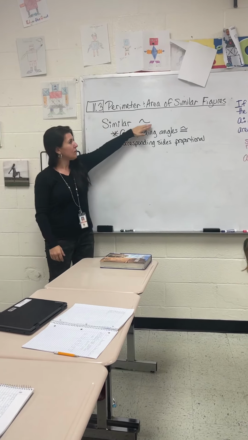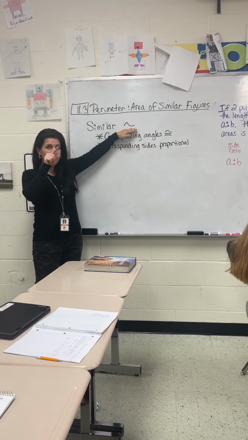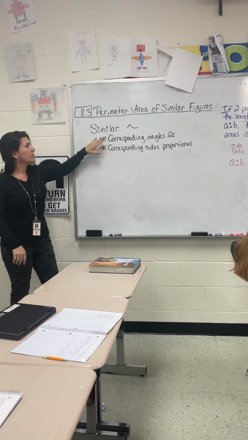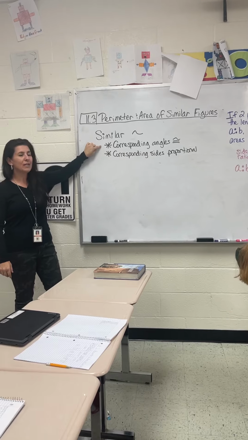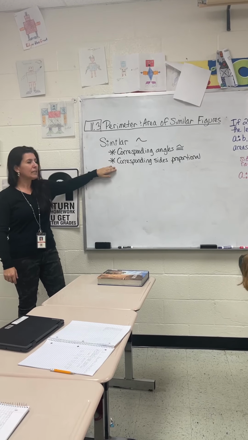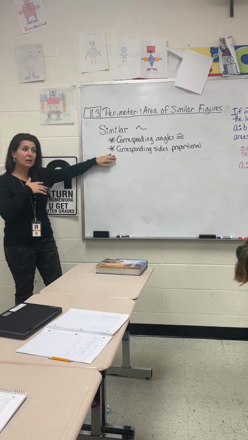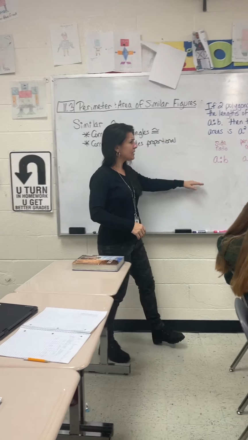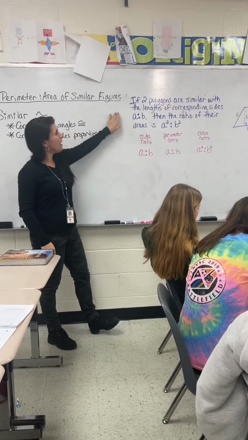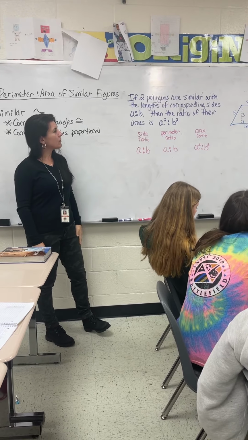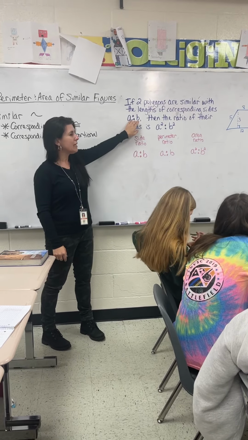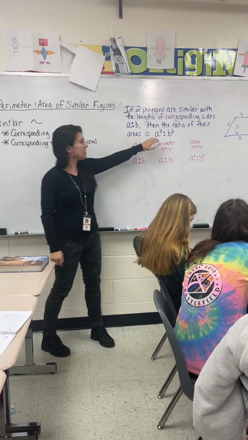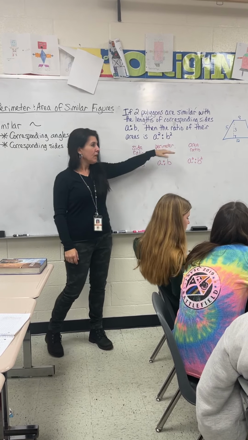This is the symbol for similar. It's just a wavy line that means similar. If something is similar, that means the corresponding angles are congruent and the corresponding sides are proportional. We've already dealt with this before, but we're taking this a step further. This is the basic idea of what we're going to talk about. If two polygons are similar with the lengths of corresponding sides A to B, then the ratio of their areas is A squared to B squared.